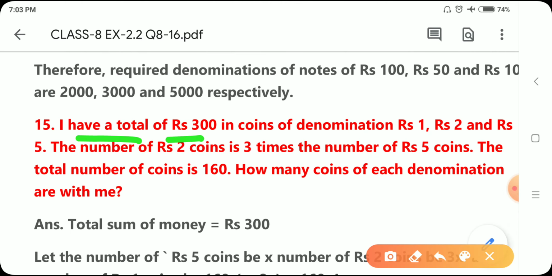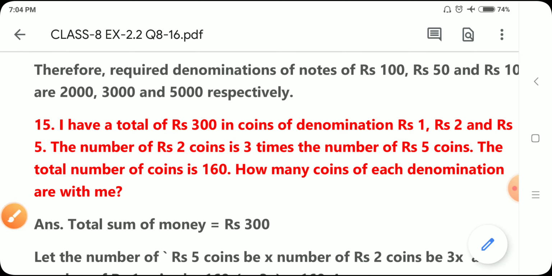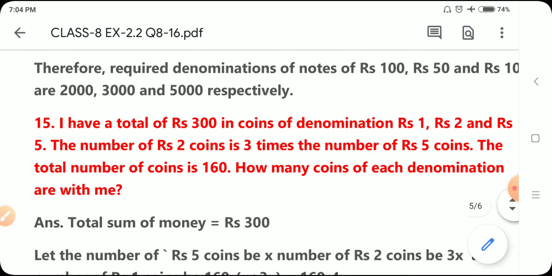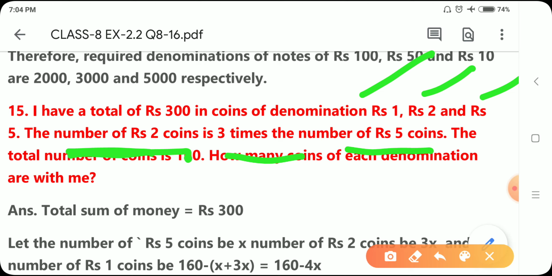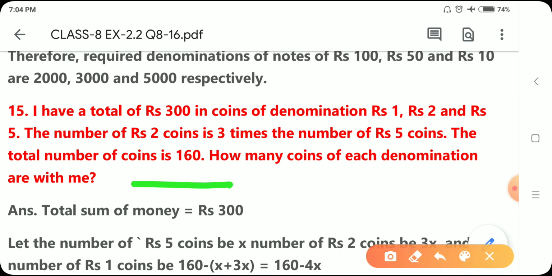I have a total of rupees 300 in coins of denomination rupees 1, 2 and 5. Of these coins, some are of 1 rupee, 2 rupee and 5 rupee. The total number of the coins is 160. I have total 160 coins. Some of them are of rupees 1, some of them are of rupees 2 and some are of rupees 5.